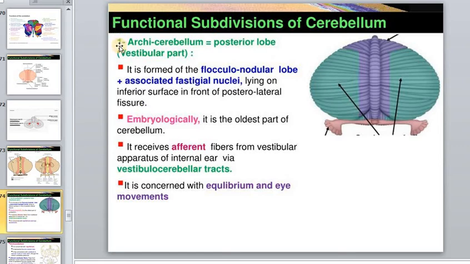At first we start from the archicerebellum, the posterior lobe, the vestibular part. It is formed by the special nuclear lobe, a special nucleus lying on the inferior surface, in front of the posterior lateral fissure. Embryologically it is the oldest part. As I said, it receives afferent fibers from the vestibular apparatus of the internal ear via the vestibulocerebellar tracts. So we have the special tracts. It is concerned with equilibrium and eye movements.